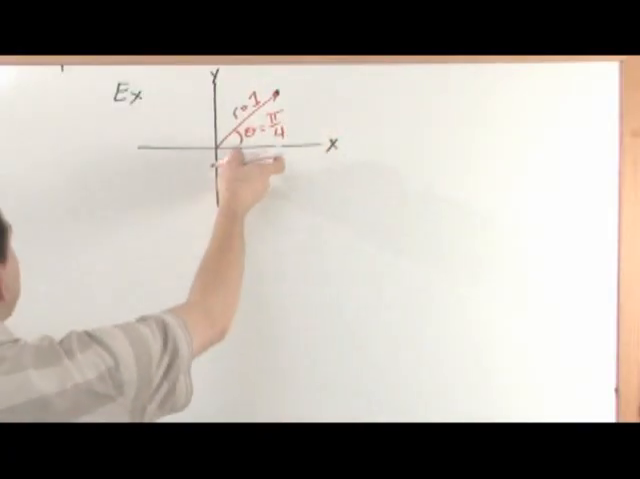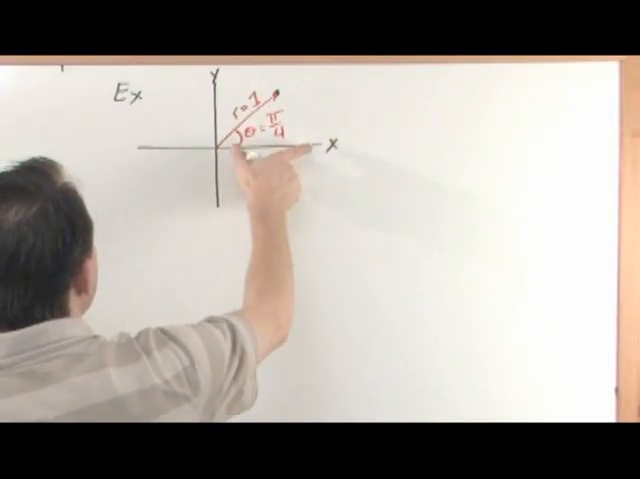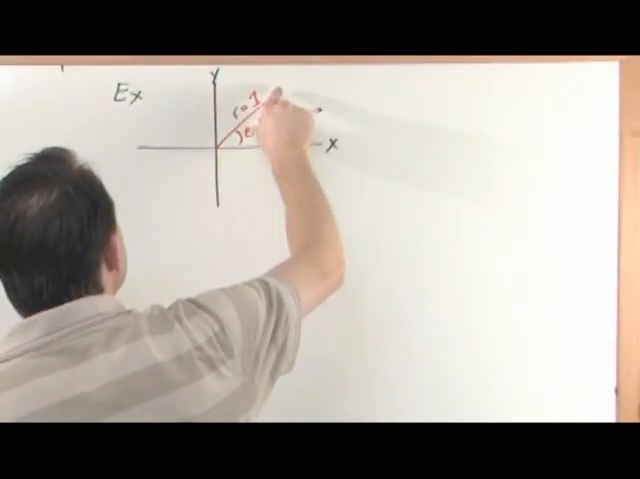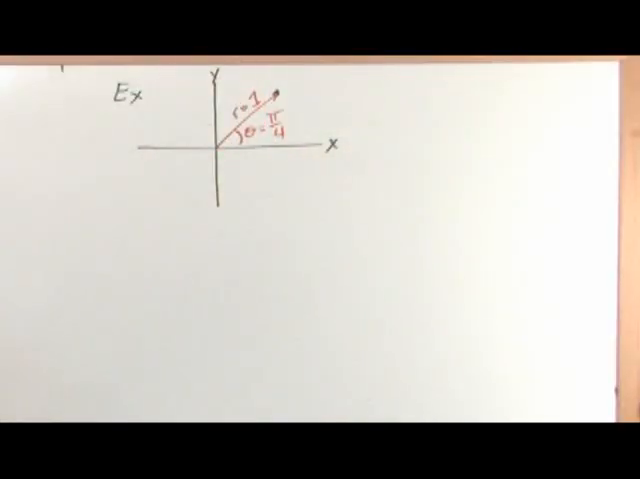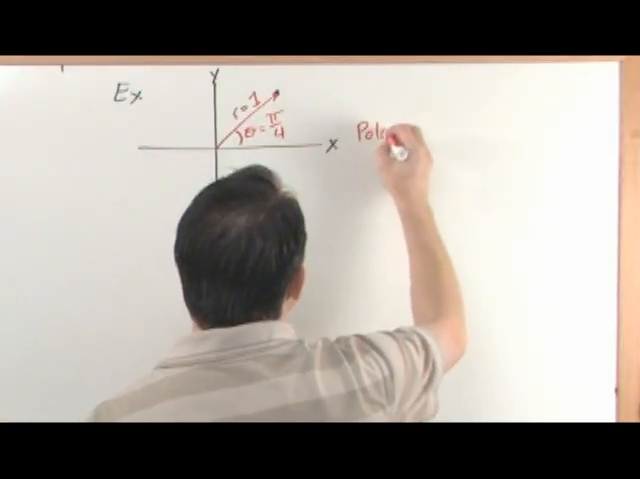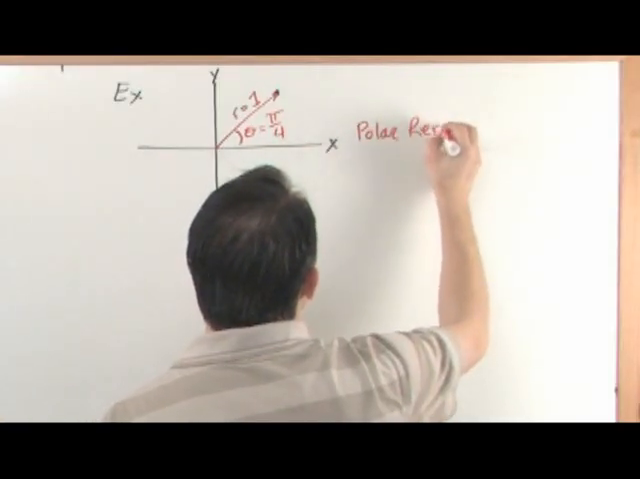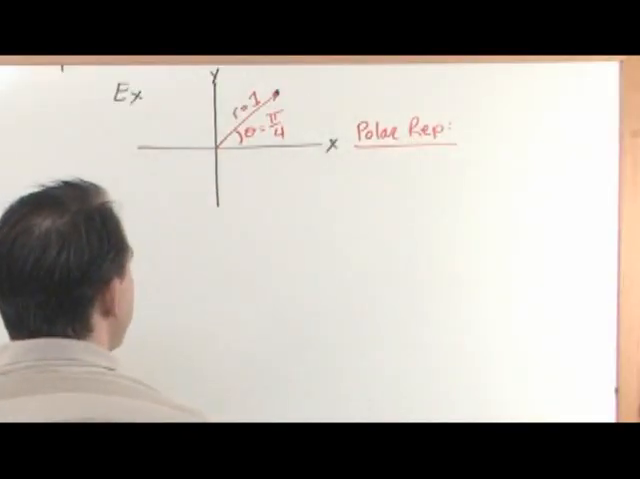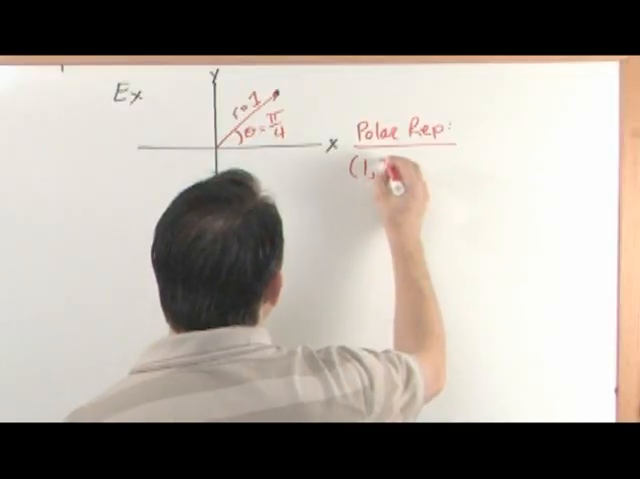You should know pi over 4 is 45 degrees. So all I'm saying is that 45 degrees from the x-axis, 1 unit away, there is a point. So it's two numbers. This is my polar representation. The polar representation of this point is just what we talked about before. It is r comma theta. So it's 1 comma pi over 4.